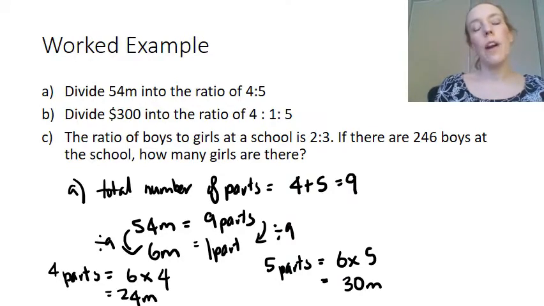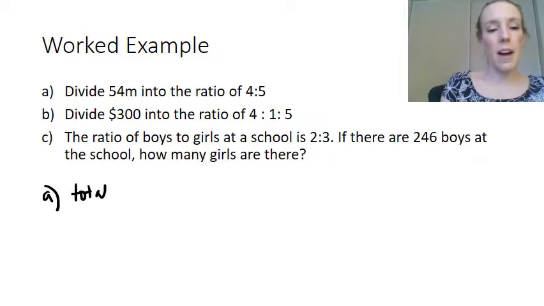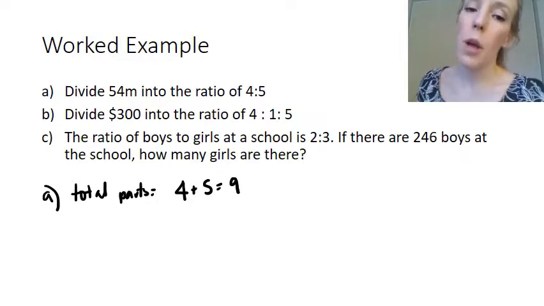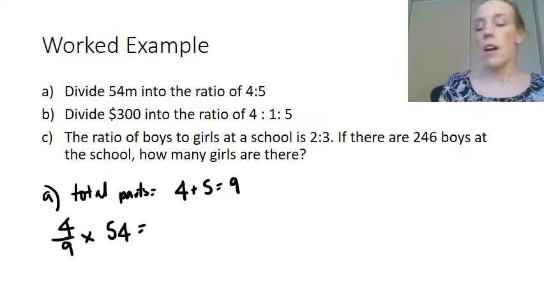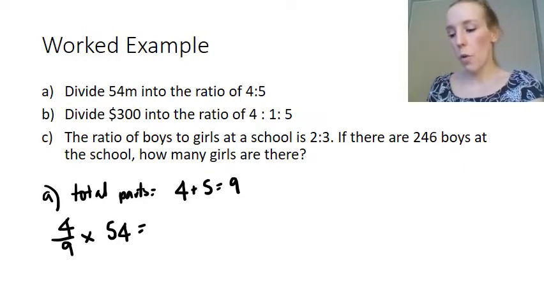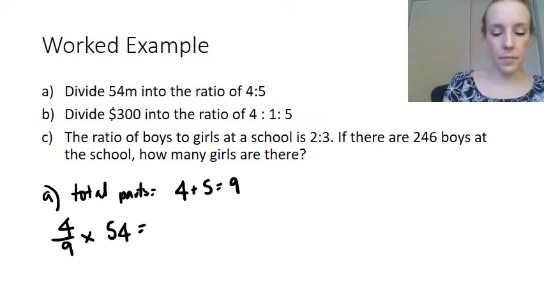So I'll just clear this screen and I'll show you how to do this one using the fractions as well. Okay, so the same question for A. If you want to do it in fractions, the total number of parts, again, we've got 4 plus 5 equals 9. So for the first one, we want to find 4 parts. So it's 4 of the 9 parts. We're going to multiply that by 54. Type that into your calculator. So 4 divided by 9 times 54. That's 24 meters.